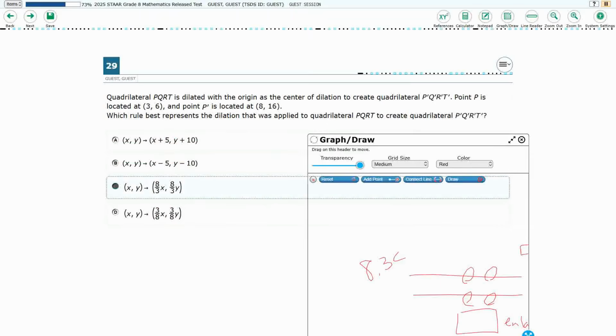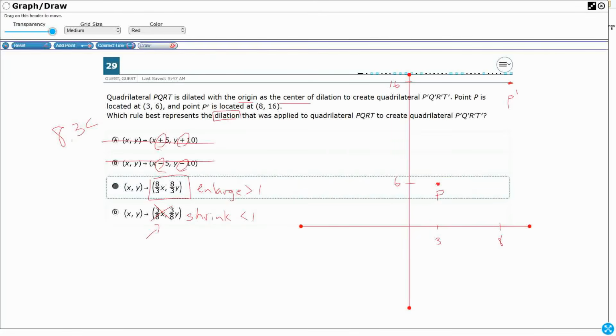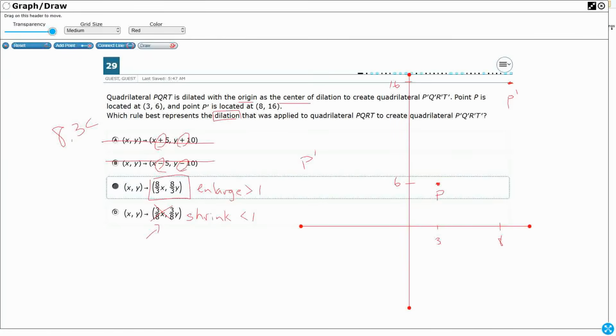Now, how we get the exact 8/3 is you take your P prime over P. So if you take your Y values, you have 16 over 6, which is equal to our X values of 8 over 3, right? That simplifies and reduces. And if we had points Q, R, and T mapped out, they would all equal this simplified 8/3.